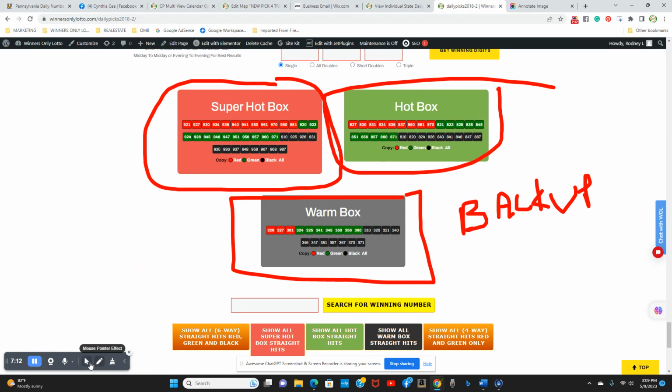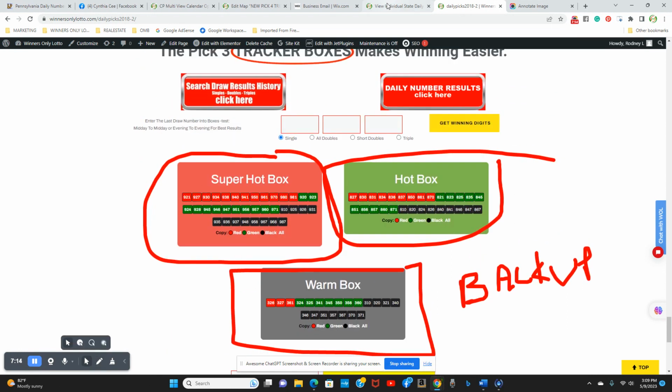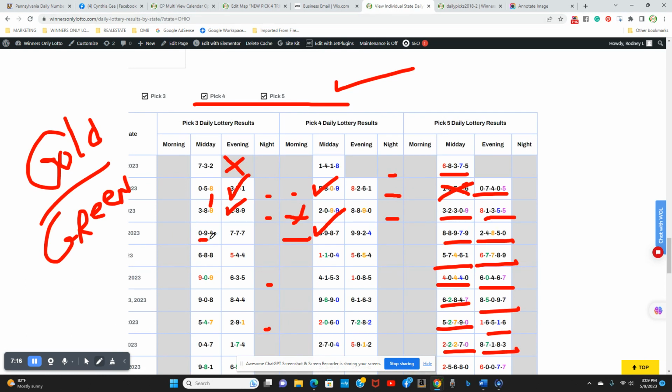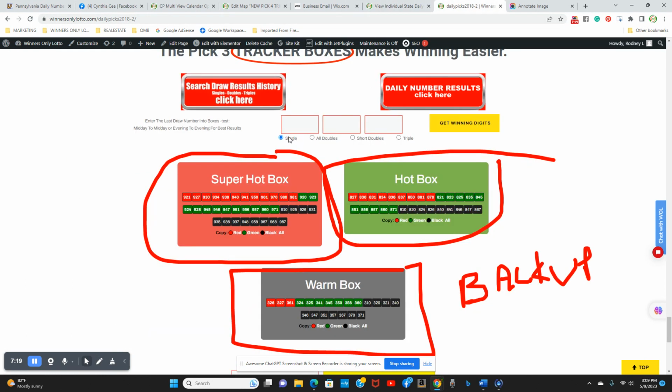So let's go ahead and put that back up here for transparency. 094. We're going to put that 094 back in here. We organize these 3 numbers for you from highest to lowest. Every single time, every single state, every single game in the world. It does not matter because the math is the same.